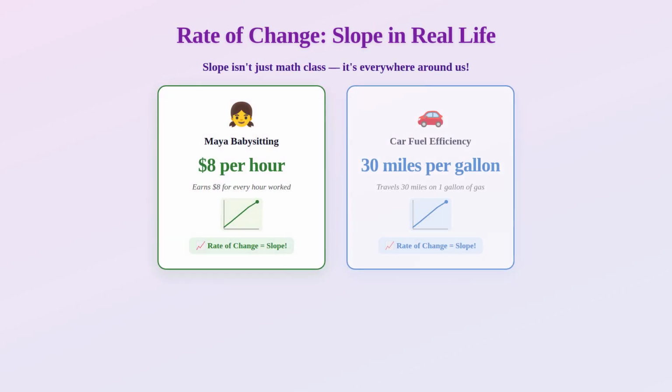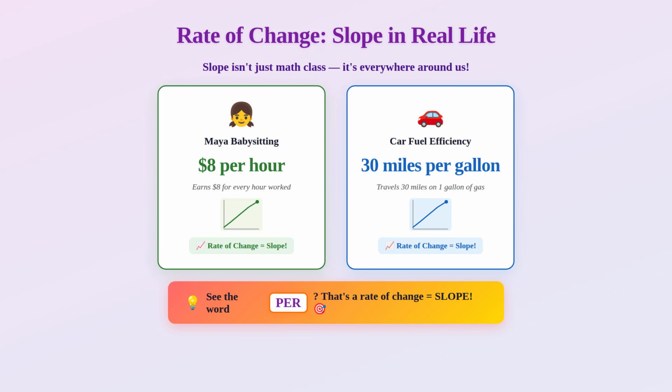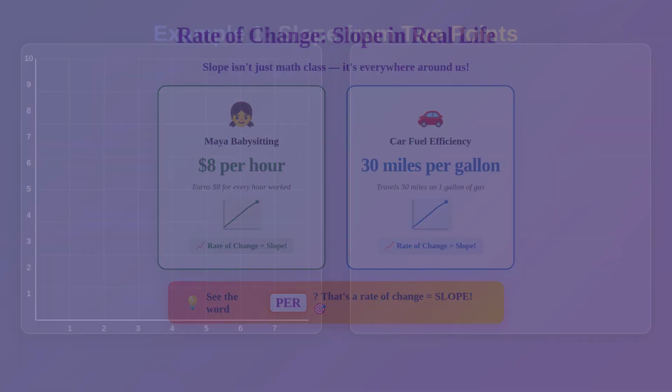Now here's where it gets really interesting. Slope isn't just a math class thing. It shows up in real life as something called the rate of change. Rate of change just means how fast is something changing. If Maya earns $8 every hour babysitting, her rate of change is $8 per hour. That's a slope. If a car travels 30 miles on 1 gallon of gas, that's a rate of change. And yep, it's also a slope. Anytime you see the word per hour, per mile, per day, that's a rate of change, and it's slope in disguise.